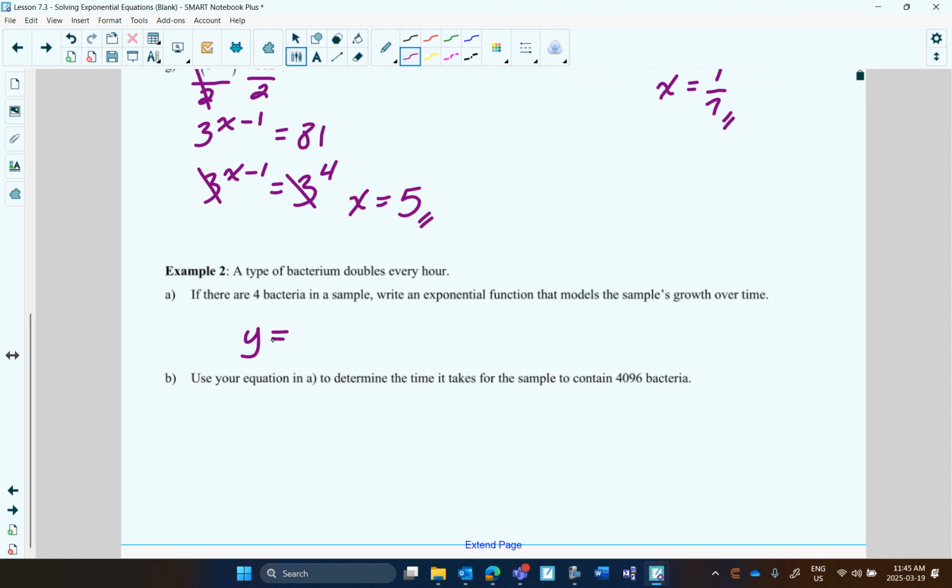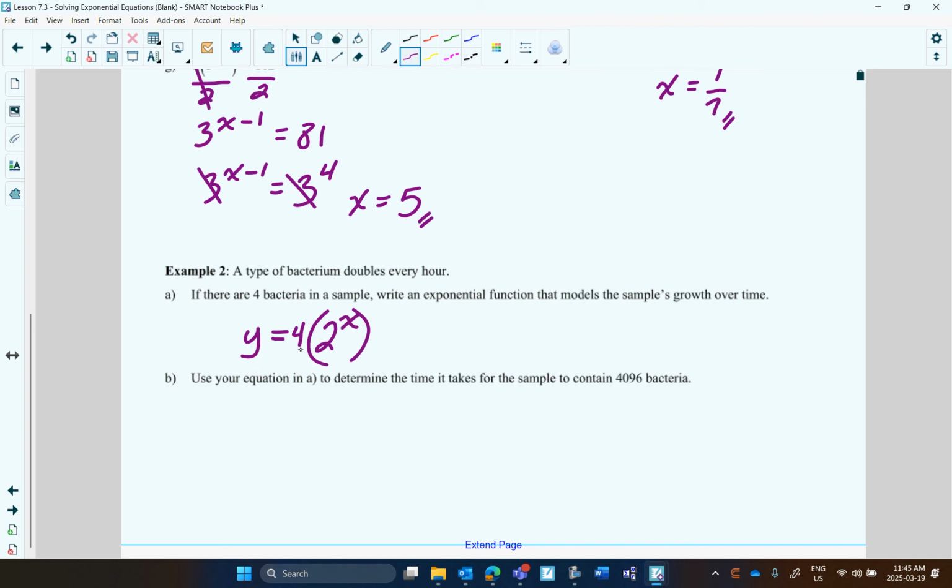y would represent the growth, and then x would represent the hours. Would you all agree that this would have to be in here because it's doubling? But something else has to be in here. This assumes that we're starting at 2, right? 2, 4, 8, 16, 32, and so on. But it doesn't start at 2, it starts at 4. So we need to multiply it by 4. That's how we get the equation.